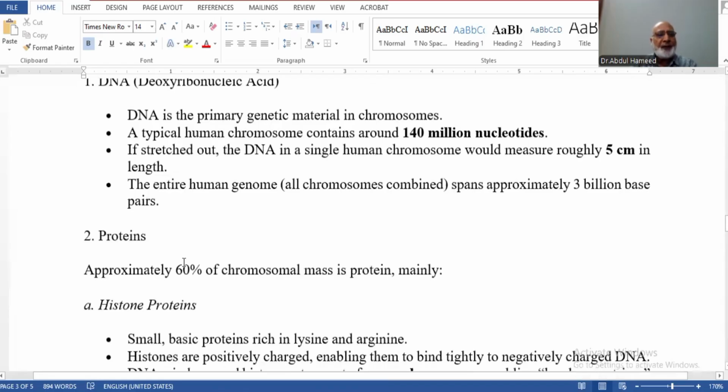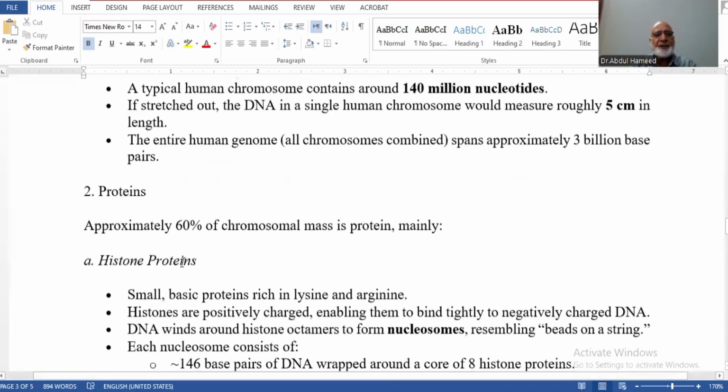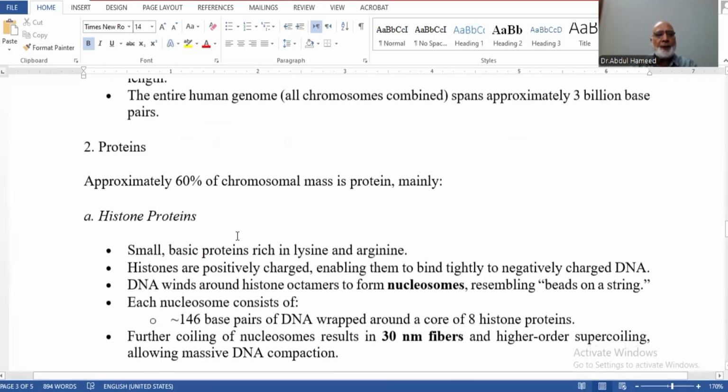The proteins: approximately 60% of the chromosomal mass is protein, mainly histone proteins. They are small and basic in properties because they are rich in lysine and arginine amino acids. Histones are positively charged, which is very rare in the protein category. But this positive charge is very important because DNA is negatively charged, so there will be a force of attraction between them.